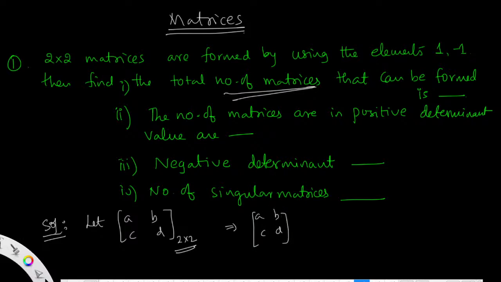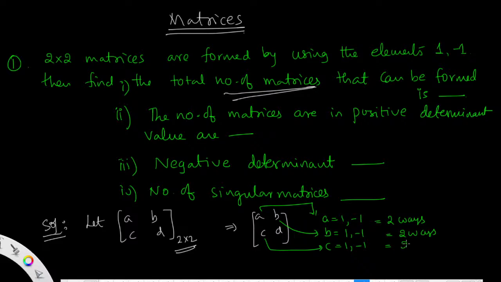For A, we can put either 1 or minus 1. That is how many ways? 2 ways. For element B, we can also apply 1 or minus 1. How many ways? 2 ways. For the C value also we can arrange 1 or minus 1. 2 ways. And similarly for the element D, we are applying either 1 or minus 1. This is also 2 ways.